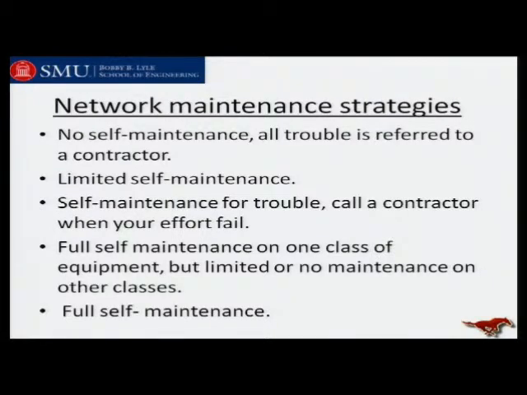The fourth one is full self-maintenance on one class of equipment, but limited or no maintenance on the other class of equipment. That means that on certain equipment, the company does self-maintenance, and for the rest of the equipment, there's a contractor. And finally, the last one is full self-maintenance. It means that the company does all the network maintenance on their own.